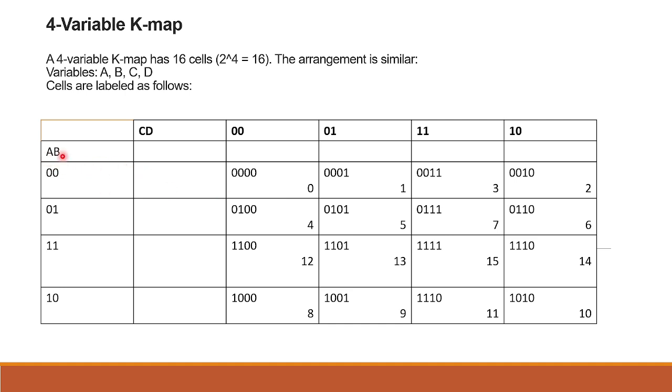So again we combine AB and CD. Sorry, it's a concatenation, not a multiplication. AB 0 0 and CD 0 0 has decimal value 0. Again, AB 0 0, CD 0 1, its decimal value is 1. And here AB 0 0 and CD 1 1, decimal value equal to 3. In the next cells, the same repetition of these values continues. And here is the 4 variable K map.